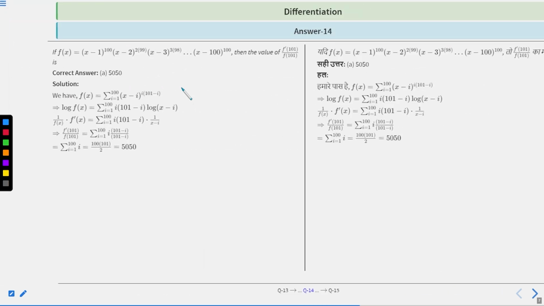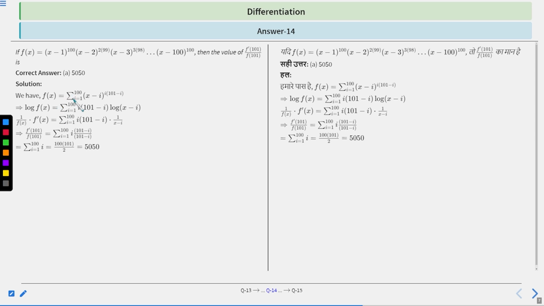Okay, let's move to the solution part C. As we discussed, f(x) can be written as the product for i equal to 1 to 100 of (x minus i) to the power i into (101 minus i). When you put i equal to 1, you will get (x minus 1) to the power 100, because 1 into (101 minus 1) is 100. Clear?